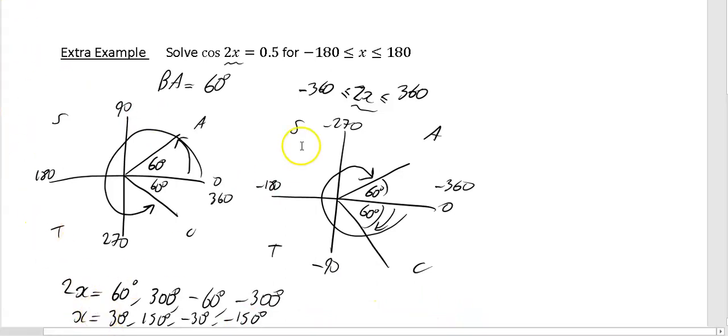Okay, just have a look, just check. All of my angles, 30, 150, minus 30, minus 150, they're all in the original range, so that's a good thing just to check at the end.